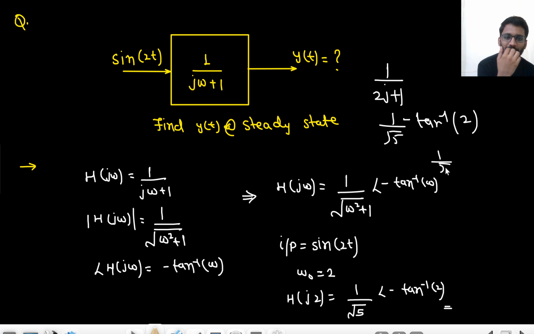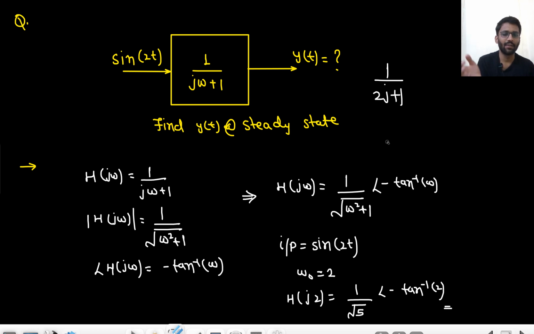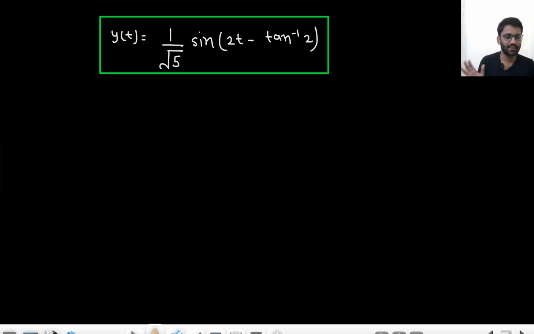Now what will I do? I will just multiply it: 1 by root 5 sin(2t plus the angle), and the angle is minus tan inverse 2. So that's how I will write the final answer. Here I am explaining, that's why it seems very long, but this is not very long. Omega naught is 2, so from here I can find the magnitude and angle as well. Simply multiply the magnitude and add the angle. The angle is negative, so eventually it is subtracted. That's it. This is what we need to do.